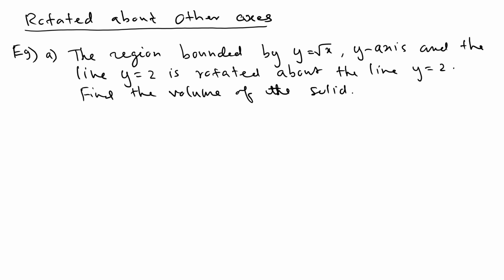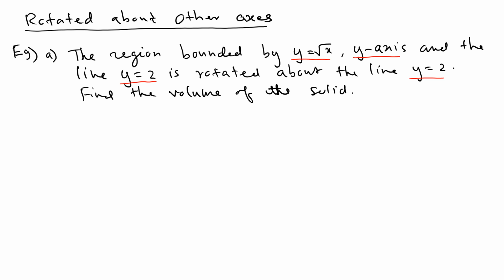What the problem says is, the region bounded by y equals square root x, the y-axis, and the line y equals 2 is rotated about the line y equals 2. So now it's a different line, y equals 2. Find the volume of the solid.